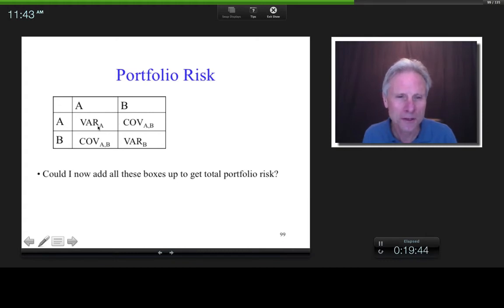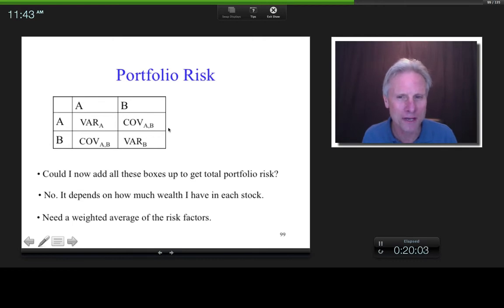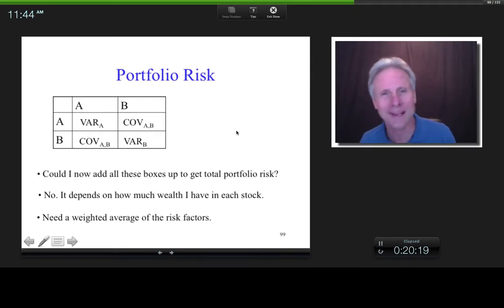It would, right? So I couldn't just add these up and say this is total portfolio risk, because it's going to depend upon how much money I have in A and B. So what would I do with that information? Well, presumably I'd want a weighted average of all of these guys. And in the end, whatever weights I apply, the sum of the weights should add up to what? They better add up to 100%. Otherwise I'm double counting, right? And if they add up to less than 100%, then I'm undercounting.